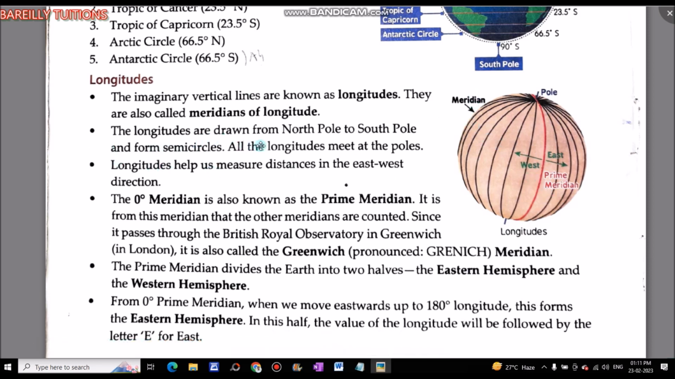The longitudes are drawn from North Pole to South Pole and form semicircles. All the longitudes meet at the poles. Longitudes help us to measure distance in the east-west direction.